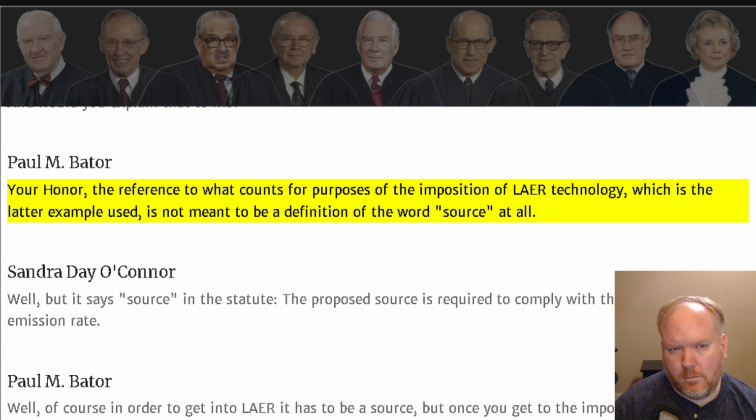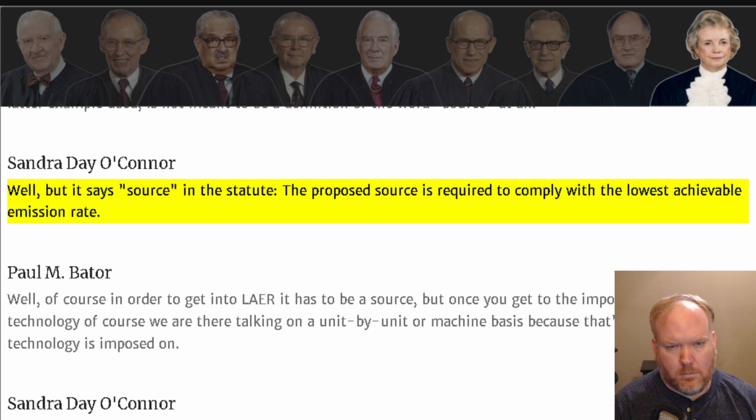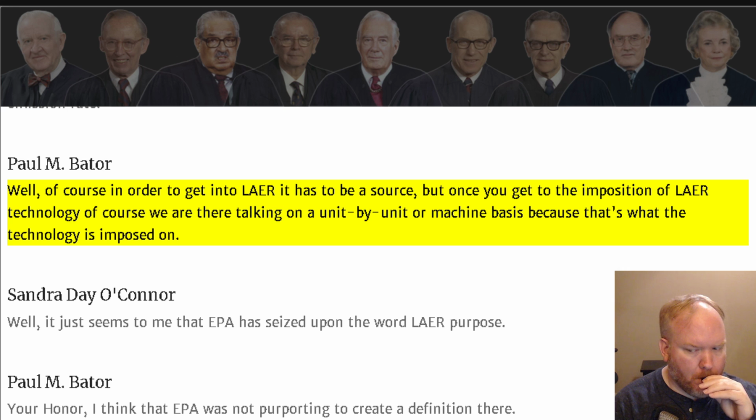Your Honor, the reference to what counts for purposes of the imposition of layer technology, which is the latter example used, is not meant to be a definition of the word source at all. Well, but it says source in the statute. The proposed source is required to comply with the lowest achievable emission rate. Well, of course, in order to get into layer, it has to be a source. But once you get to the imposition of layer technology, of course, we are there talking on a unit-by-unit or machine basis, because that's what the technology is imposed on.